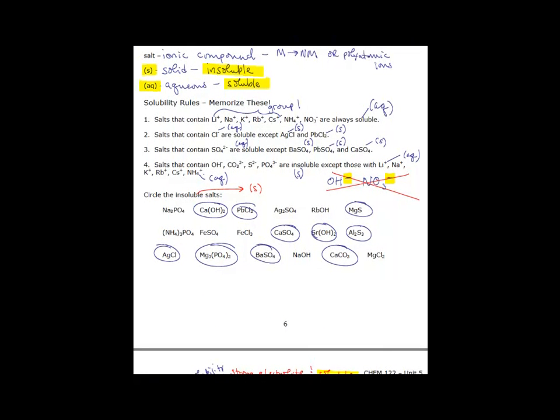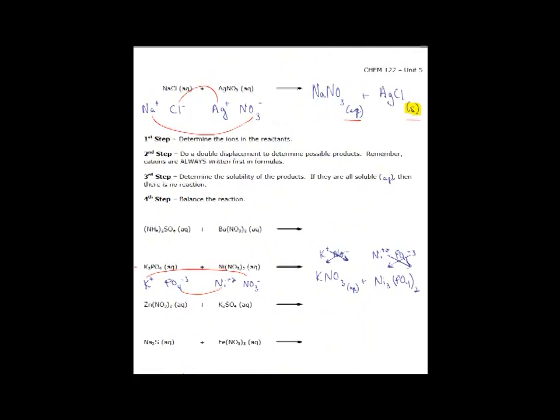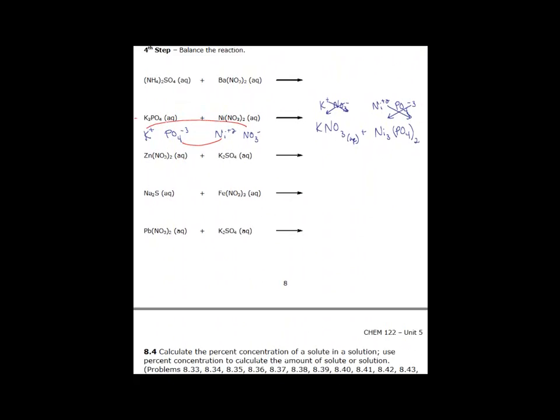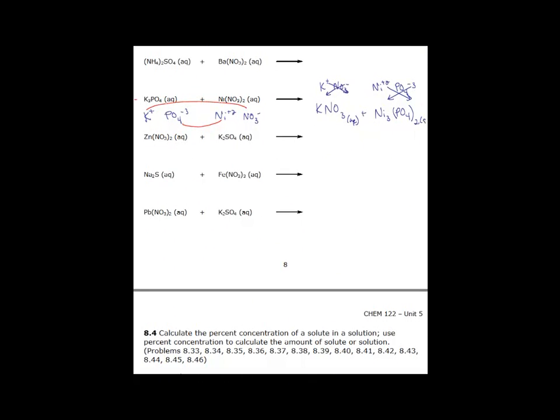Salts that contain hydroxide, carbonate, sulfide ion, phosphate ion are insoluble except those with group 1 or ammonium. And we have nickel, so it's not group 1 and it's not ammonium, so it's going to be a solid. So this reaction will occur. Now we have to go through and balance it.